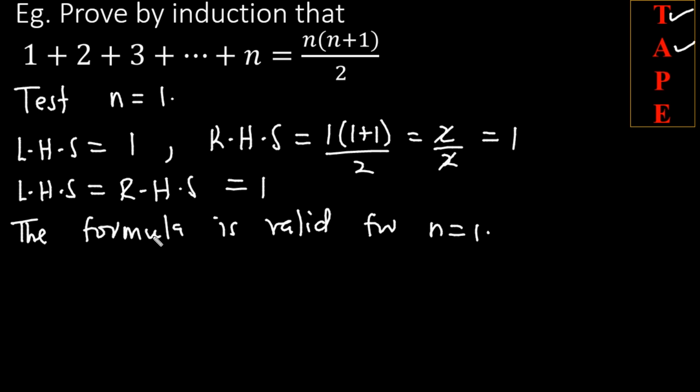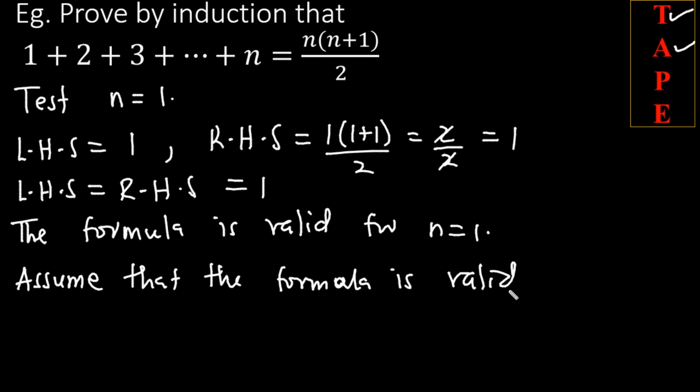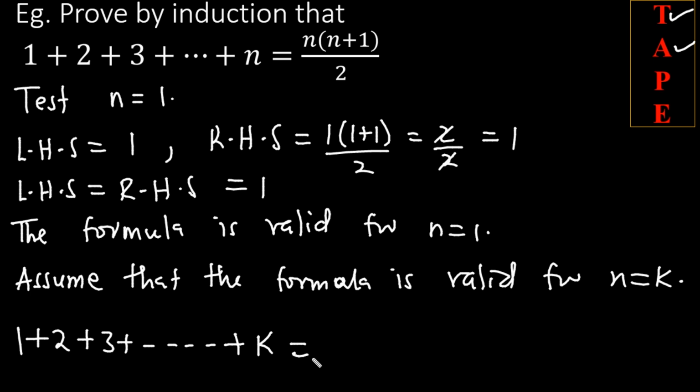Then step number 2, we are going to assume. So we are going to say, assume that the formula is valid for n is equal to k. So I'm going to get this value of n is equal to k. I substitute where I see n into our formula. So that is 1, then plus 2, then plus 3, plus dot dot dot. The next value is k. And everything is equal to, we substitute this k into the right hand side of the equation. So this is k into k plus 1, then everything divided by 2.